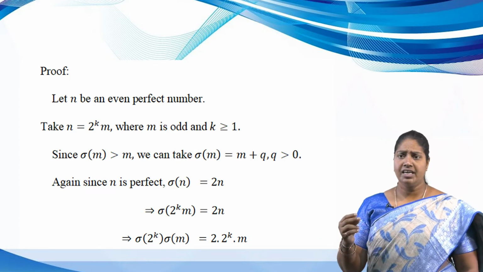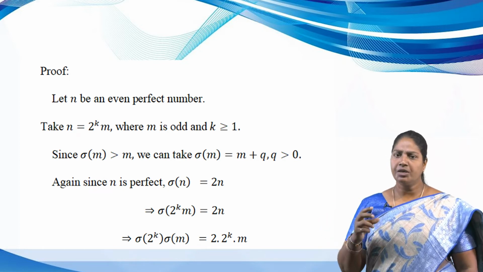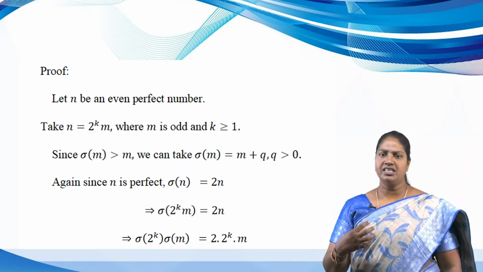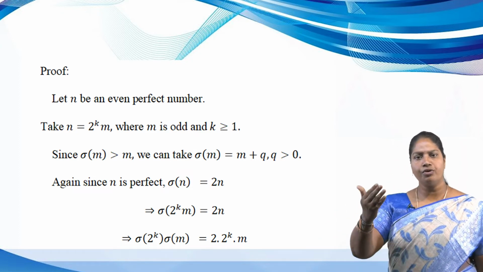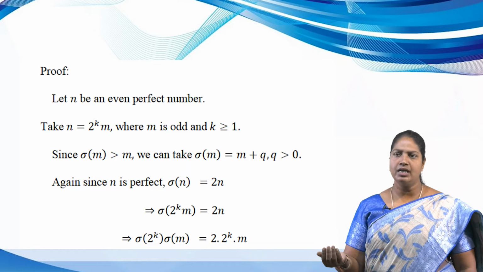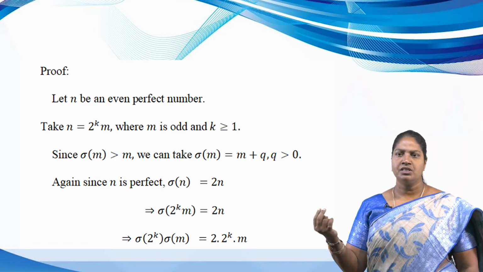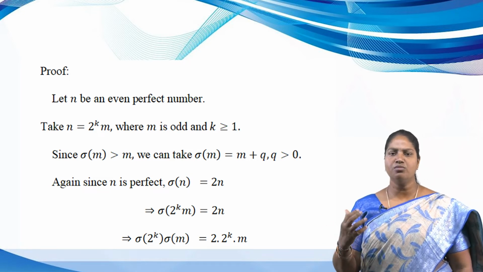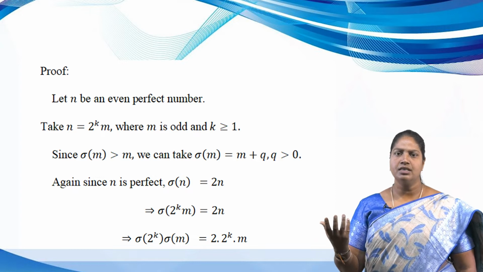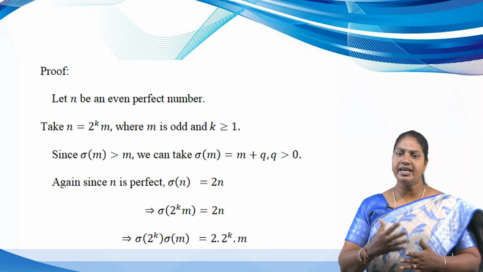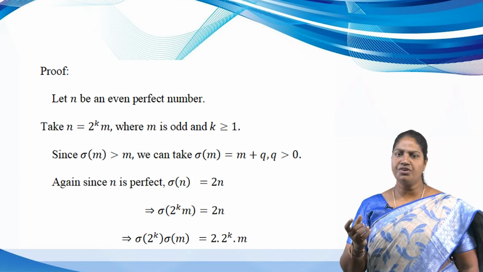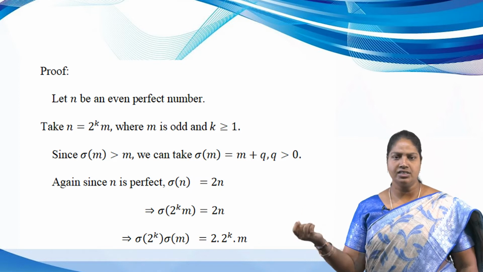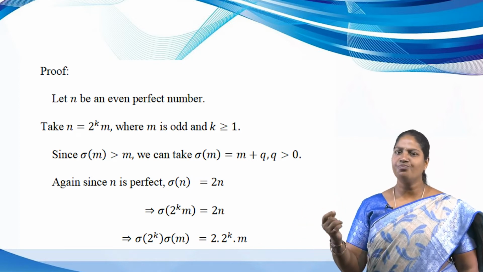So we are taking n as an even perfect number. So it may be a power of 2 or a combination of a power of 2 and some odd numbers. Let me take the general form: n is equal to 2 power k into m, where m is an odd number and k is greater than or equal to 1. Since m is an odd number, it may be prime or composite, and sigma of m should be greater than m, because m is also a divisor. So we can take sigma of m as a positive integer, which we write as m plus q, where q is greater than 0.